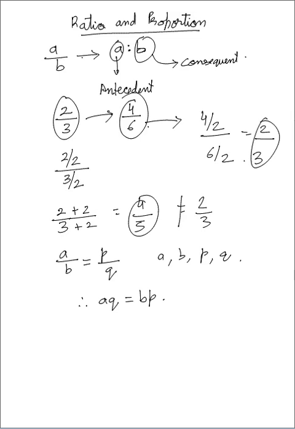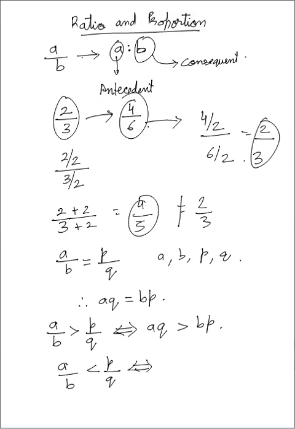Now suppose a by b is greater than p by q. What does it imply? It works both ways. We can again cross multiply, so aq is greater than bp. In the same way, suppose a by b is less than p by q, then again aq will be less than bp. This thing you have to remember.